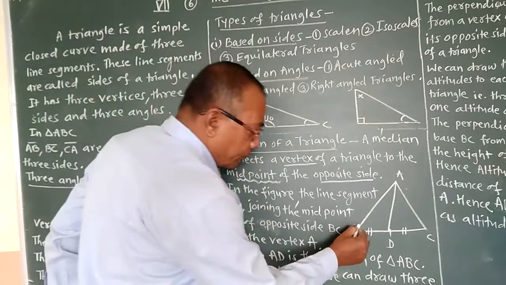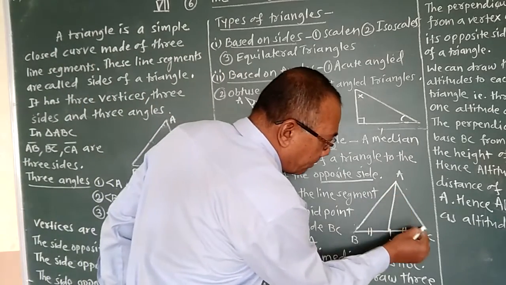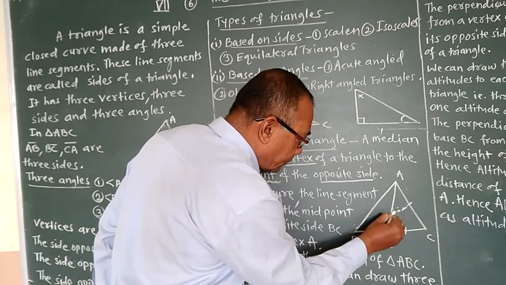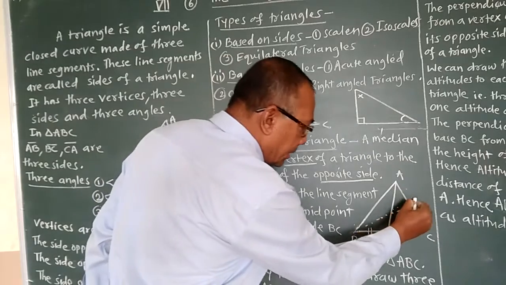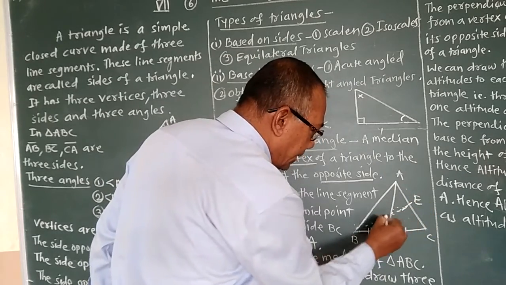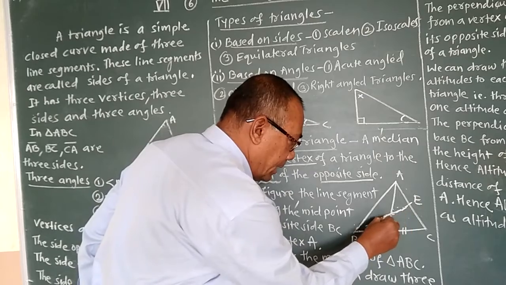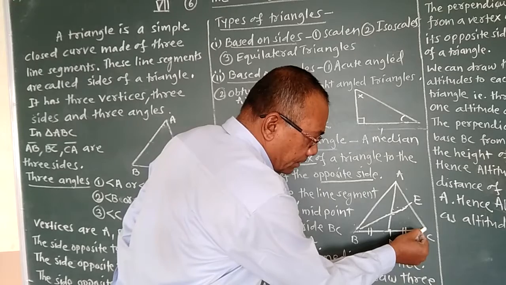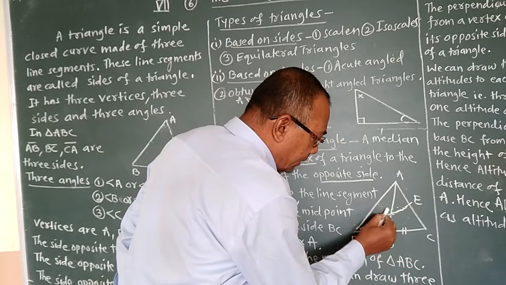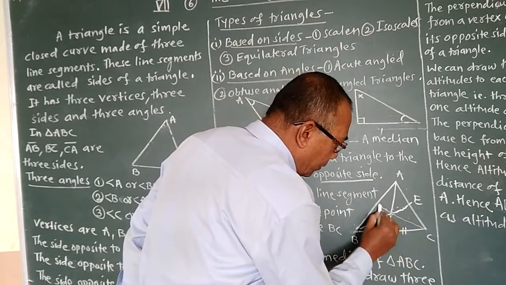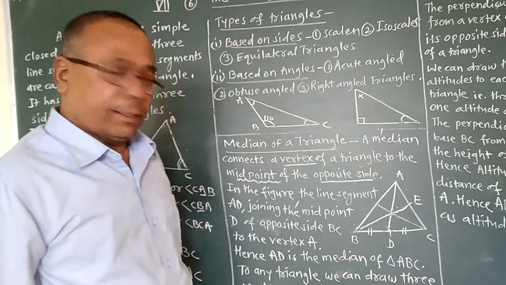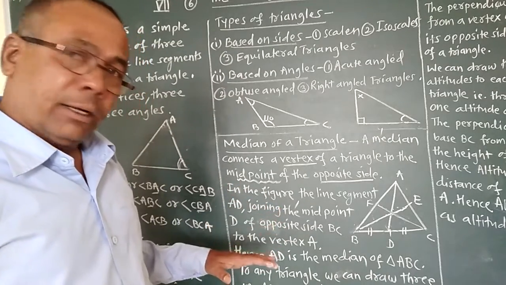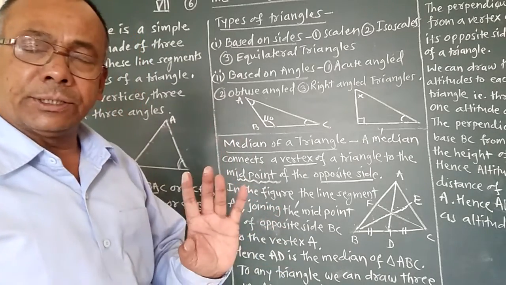Now if we consider vertex B and the midpoint of the opposite side AC, and if we join, then here BE is also called the median. Similarly, from the vertex C and the midpoint, we can draw one more median, CF. So to any triangle we can draw three medians.